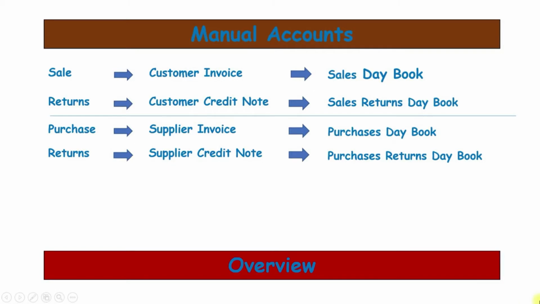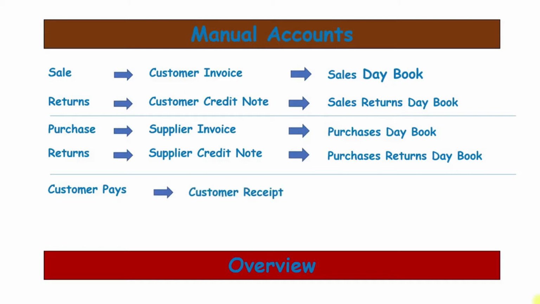At some point the customer will pay what they owe. Sometimes they may go over their allocated 30 days, etc. When we receive a customer payment, we should issue the customer with a receipt. This is then documented in the Cash book.